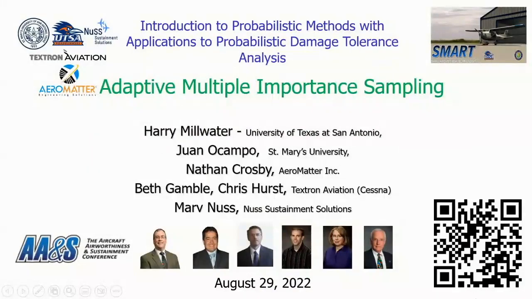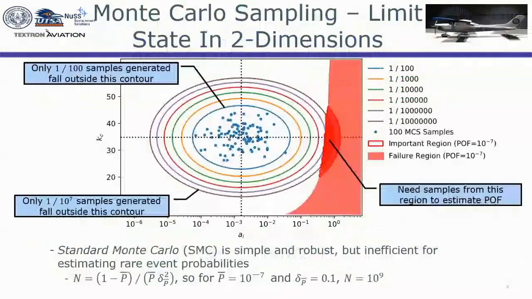So I'm going to talk about the adaptive multiple importance sampling that we've built into SmartDT now. So let's start off with the motivation.